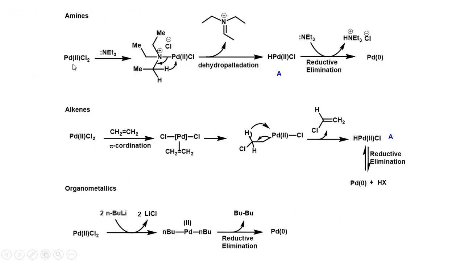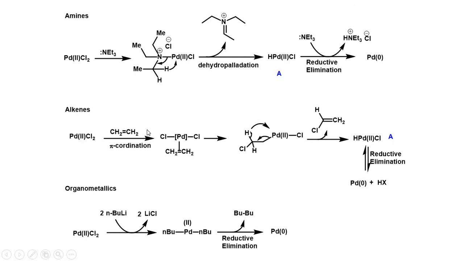If you take amines, then the amine reacts with palladium with the removal of one of the chlorides, and then it undergoes dehydropalladation to give complex A. In this complex, palladium still has +2 oxidation state because hydride and chloride are both negatively charged ligands. This undergoes reductive elimination to give the palladium 0 complex.